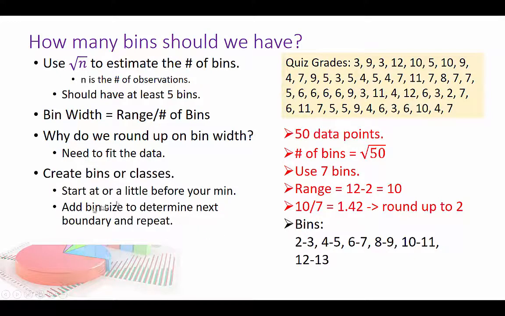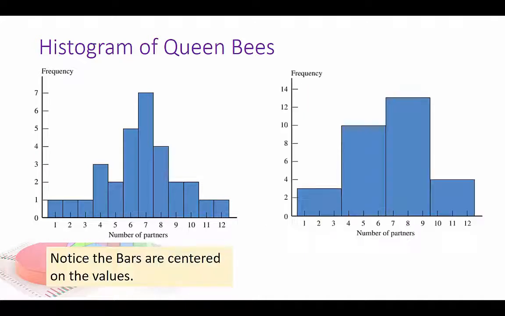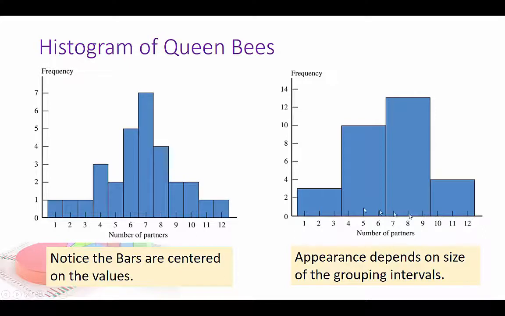So you create your bins or classes, and you start at or a little before your min. In this case, I started at my min. And then just keep adding the bin size to the point to get the next boundary, and repeat. Now, there are different choices for bin widths. Here we have a bin width of 1, and notice how the bars are centered on the values. Here we have a larger bin width, and changing bin width will change the shape of the histogram.